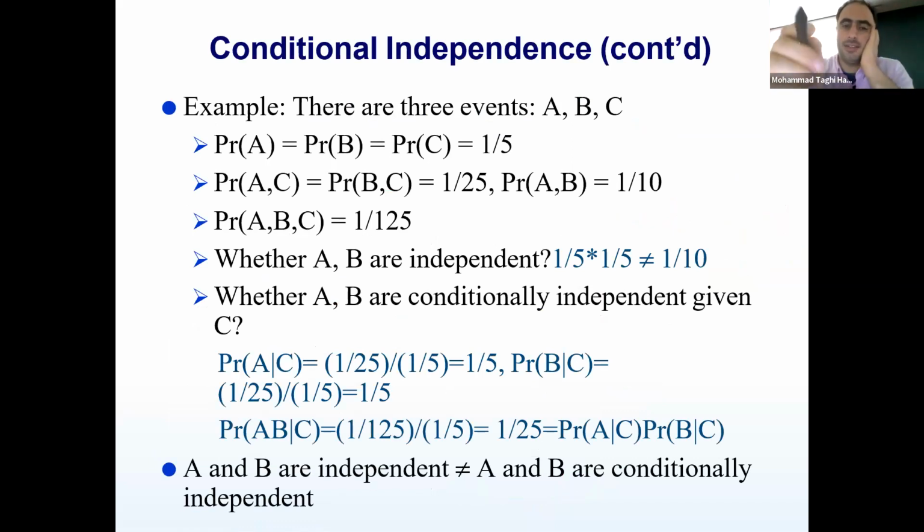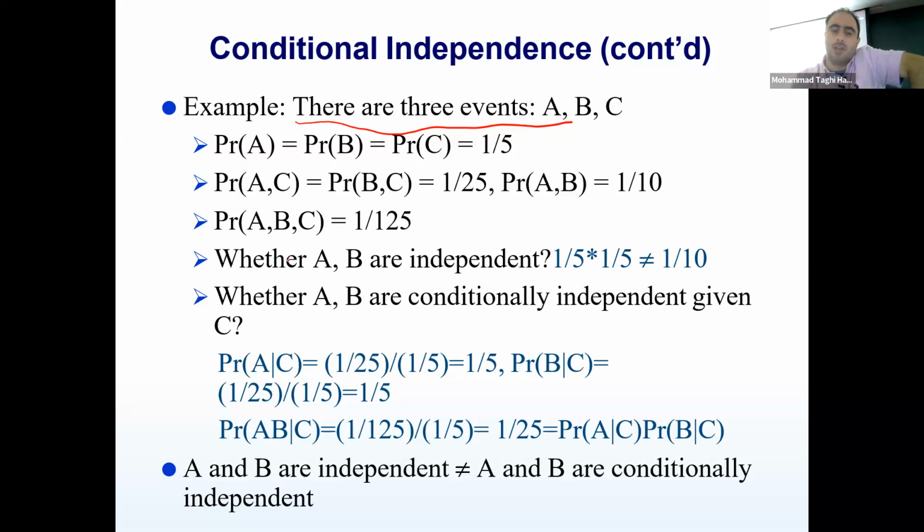So let's see some examples about conditional independence. Consider there are 3 events A, B, and C, and these are the probabilities that are defined. Probability of A is equal to probability of B, which is equal to probability of C, equal to 1 over 5. And as I mentioned, these are just some numbers that we need to assign. Probability of AC, meaning A intersection C, is equal to probability of BC, which is 1 over 25, probability of AB is 1 over 10, and probability of ABC is equal to 1 over 125.